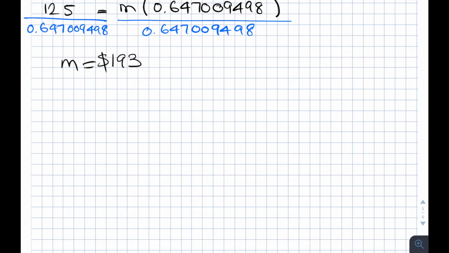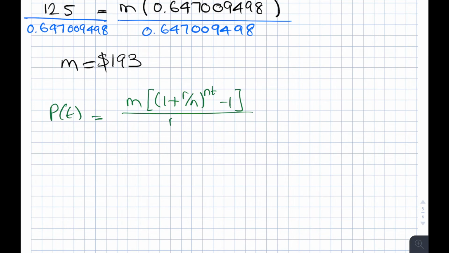Now that I have the m value, I can go ahead and plug into the present value of annuity equation, which is P of t is equal to m times (1 plus R over N raised to the mt, minus 1) divided by R over N, and the entire thing is divided by 1 plus R over N raised to the mt.